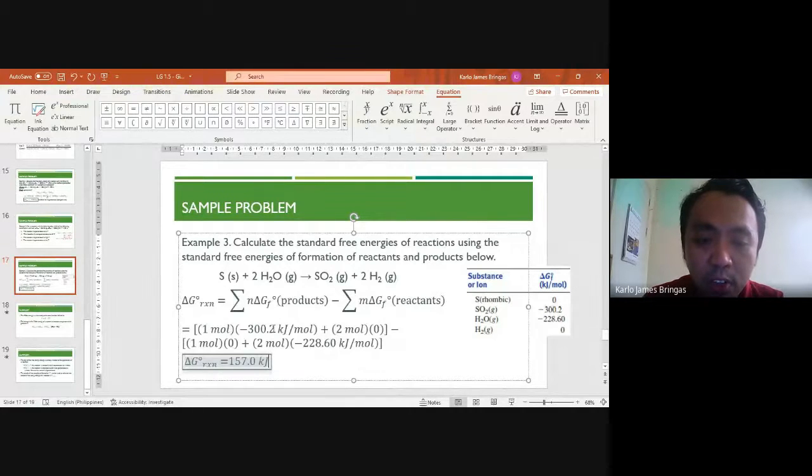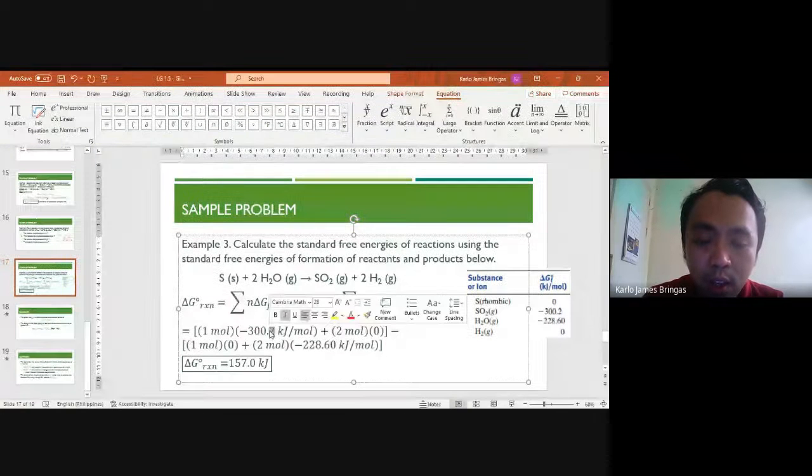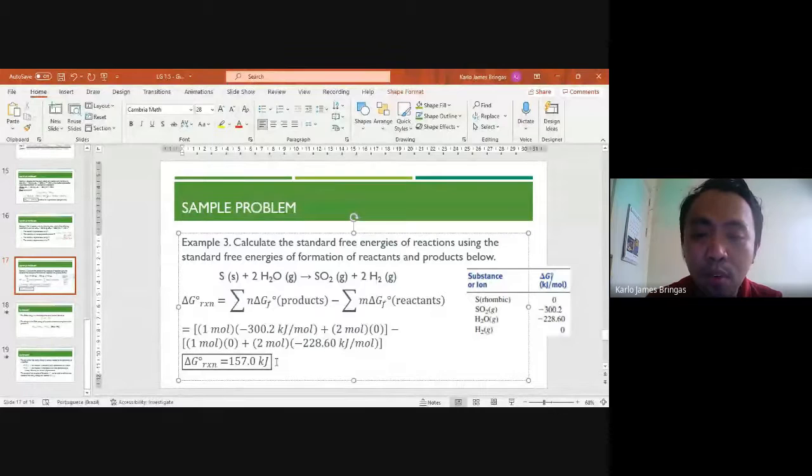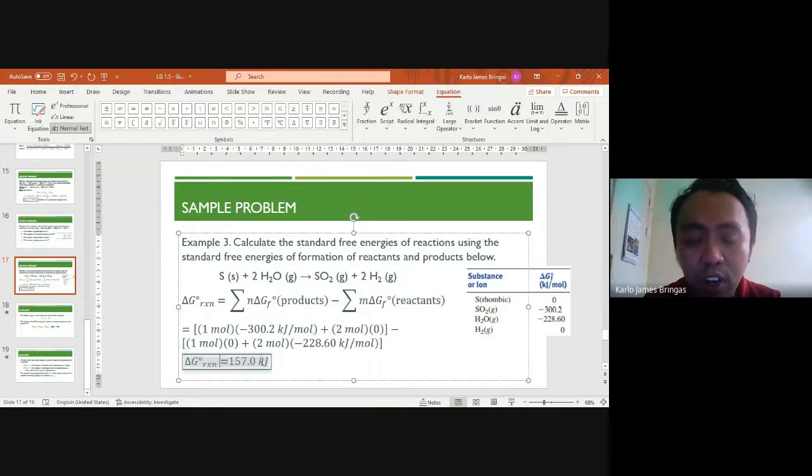So in your final answer, only one decimal place lamang. It's because this one has one decimal place, while the other one in here has two decimal places. So since we're adding and subtracting them together, ang masusunod is the one which has the least number of decimal places, which is why our answer is 157 kilojoule. Okay? So that is how you compute the delta G for this particular reaction.